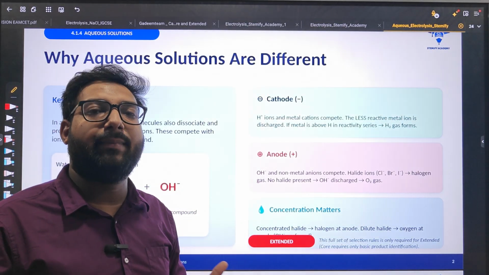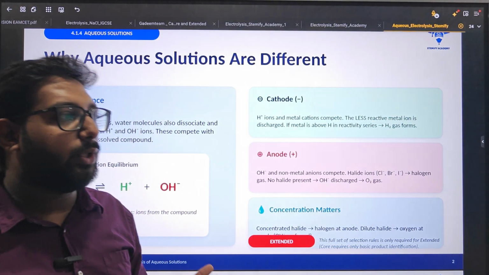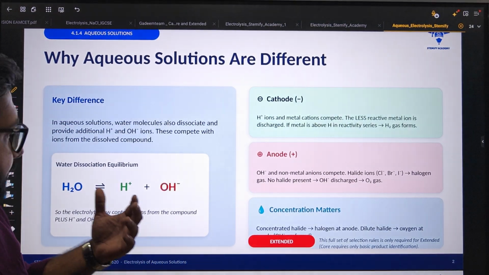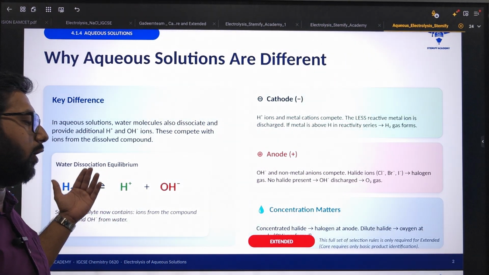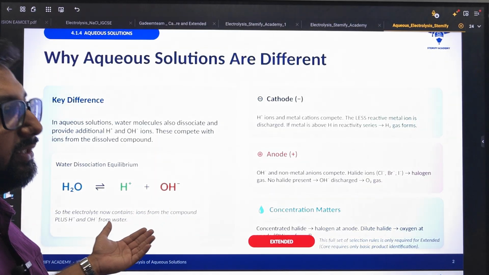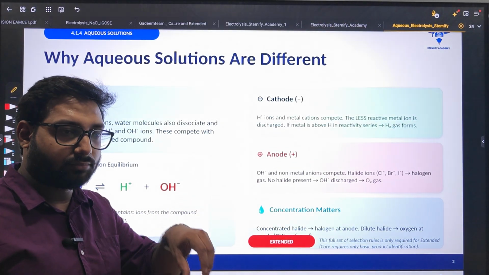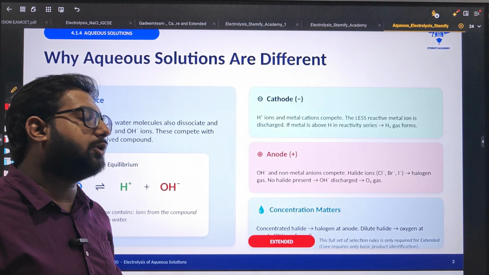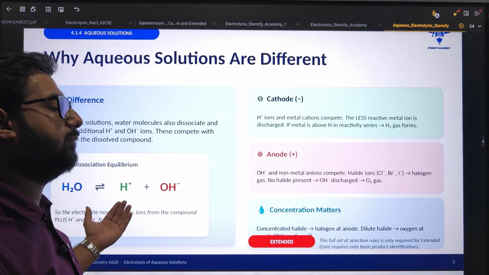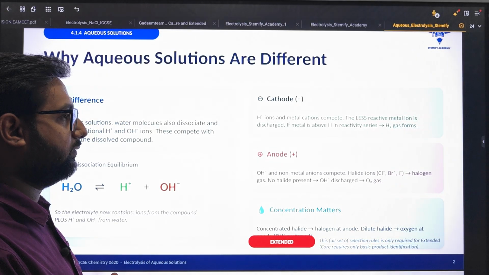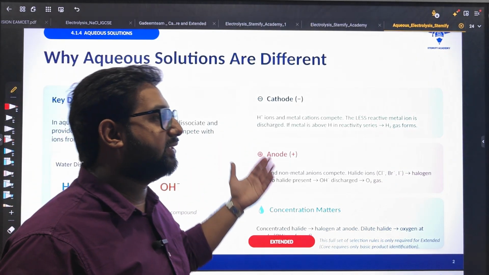So the key difference is when you take an aqueous solution, you take an ionic compound and add it to water, then it becomes an aqueous solution. In aqueous solution, you have ions of water which are H plus and OH minus ions. That means apart from the ions of the ionic solid, you also have ions of water which are H plus and OH minus. So let us see what happens at the cathode.